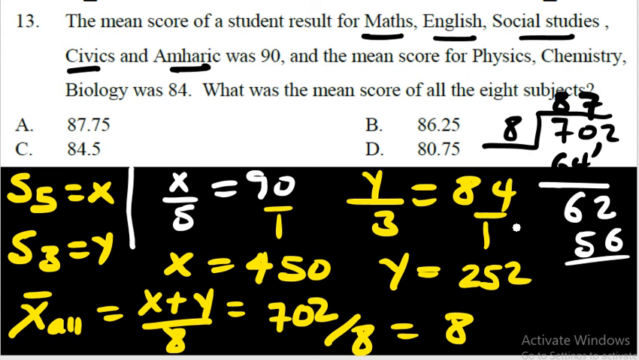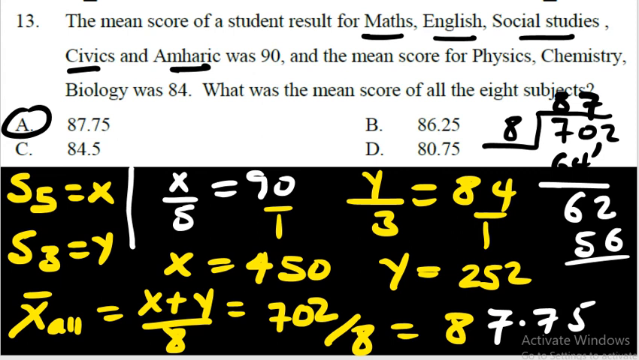And then see the choice. 87 is found at A. So the answer will be A. Without continuing, you can stop there. So 87 point something. 87.75, obviously it's written there. So the answer will be A.